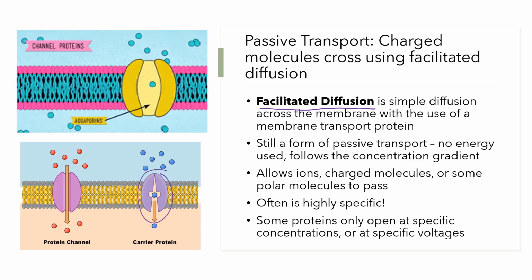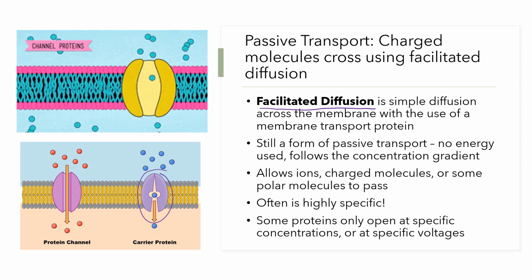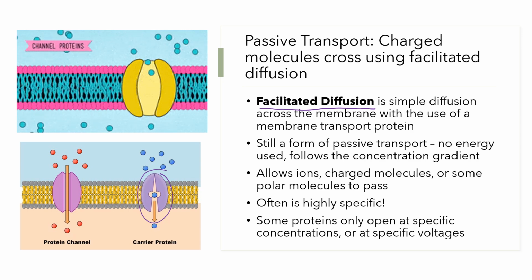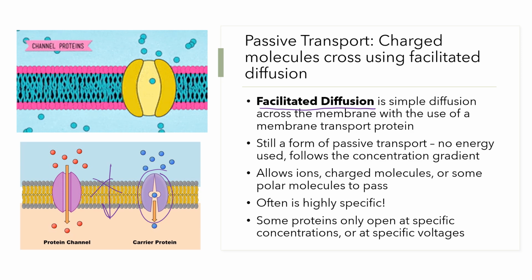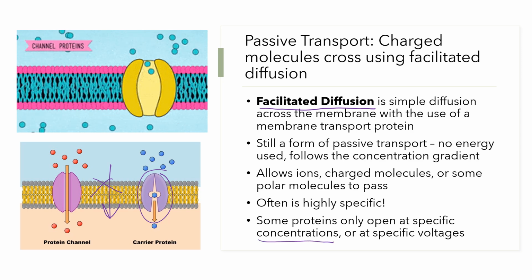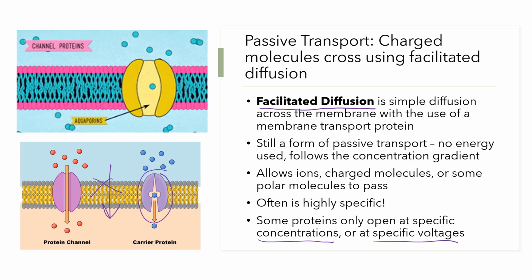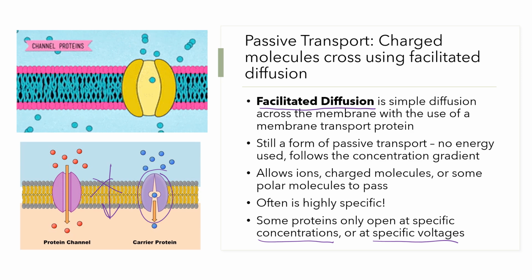So it's still passive transport. There's no energy involved because we're just following the second law of thermodynamics. We're moving from a high amount to a low amount. But since these can't directly cross the membrane, they need the help of a carrier protein to do that. And often these are very specific. They'll only open once a certain concentration difference is met, or once a certain voltage in the cell membrane is met. There's a lot of different caveats placed on when these channels open up or not.